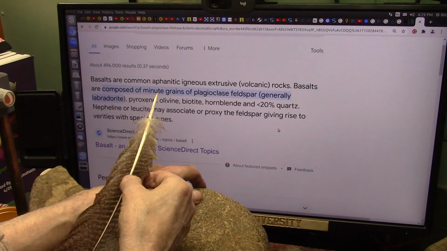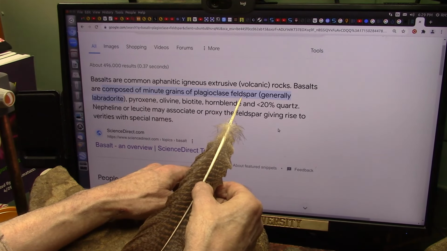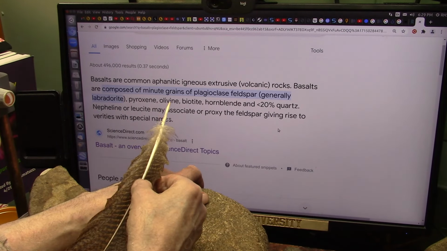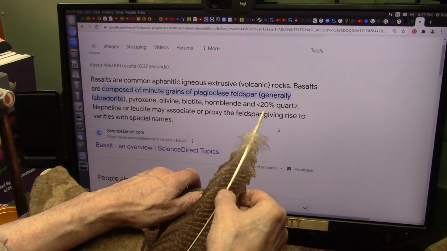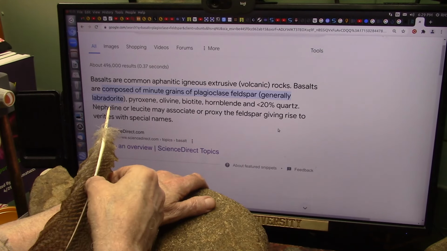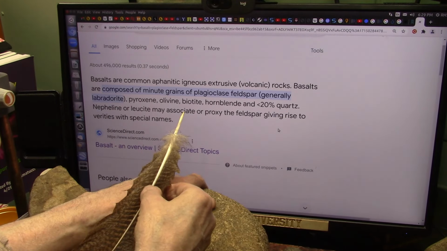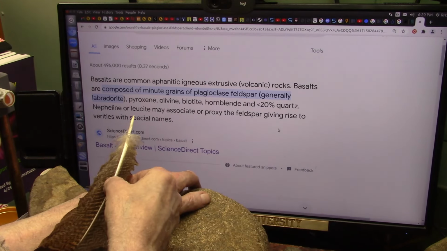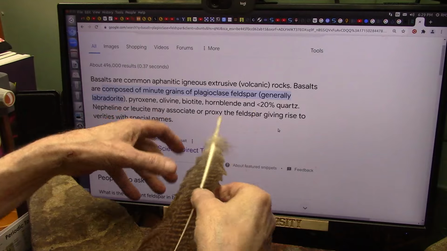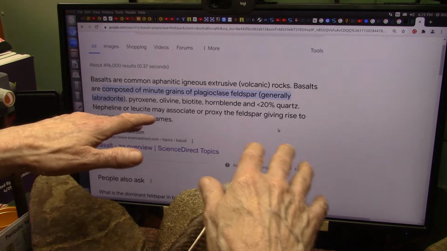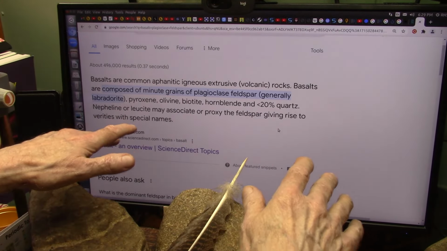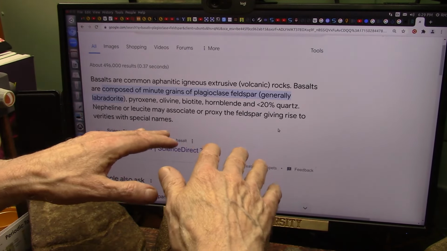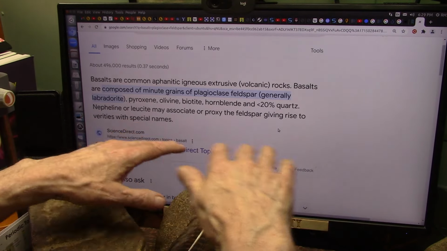Basalts are composed of minute grains of plagioclase feldspar, generally labradorite, pyroxene, olivine, biotite, hornblende, and less than 20% quartz. Nepheline or leucite may associate or proxy the feldspar, giving rise to varieties with special names. And it's the feldspar attaches to other atoms to form feldspar silicates. They're not always exactly the same thing.